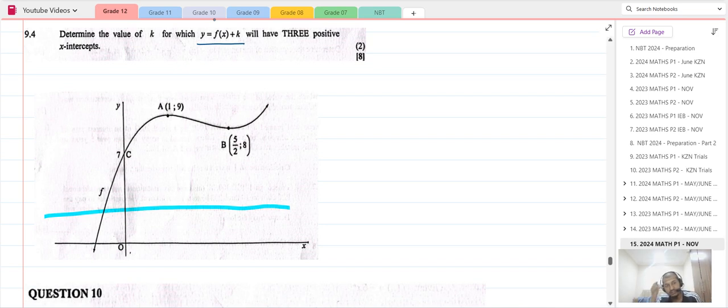Y is equal to f of x plus k. At the moment, what I'm doing is solving for f of x is equal to k for three positive roots. When will you get 3 positive roots? If the value of k, you have to cut above.